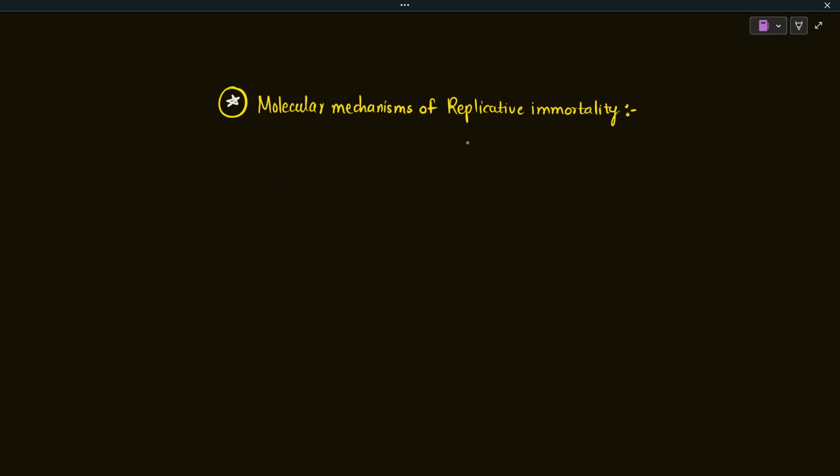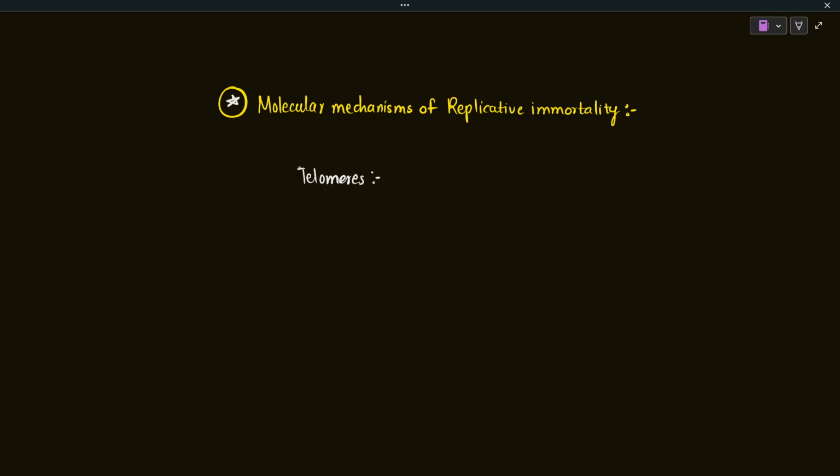So this replicative immortality is achieved through telomere maintenance mechanisms. In this lecture, we will also learn about telomere maintenance mechanisms. For that, let's first understand what telomeres are. Telomeres. So let's learn about telomere biology.